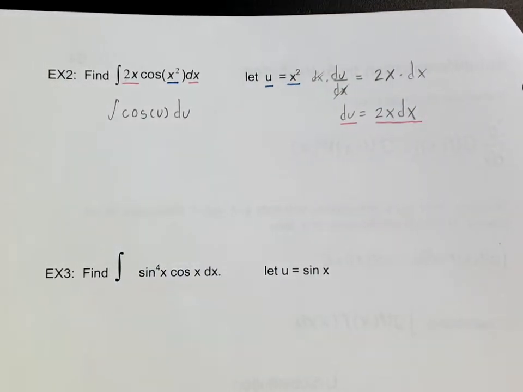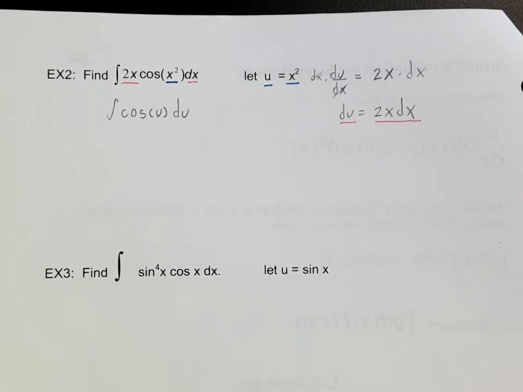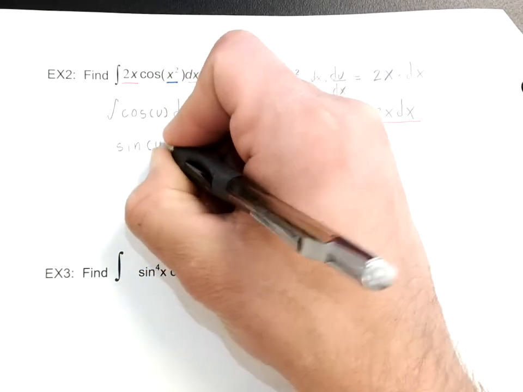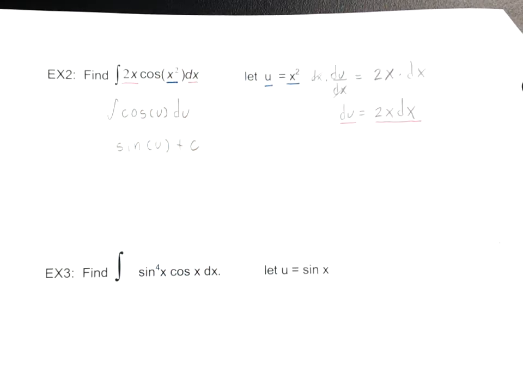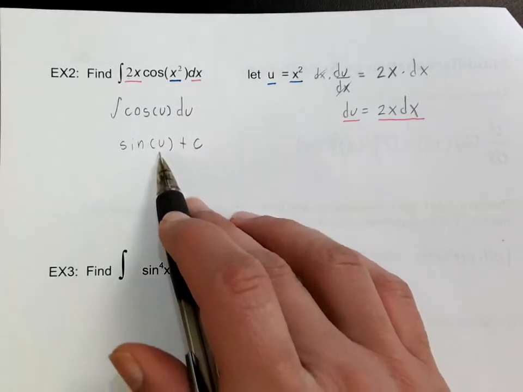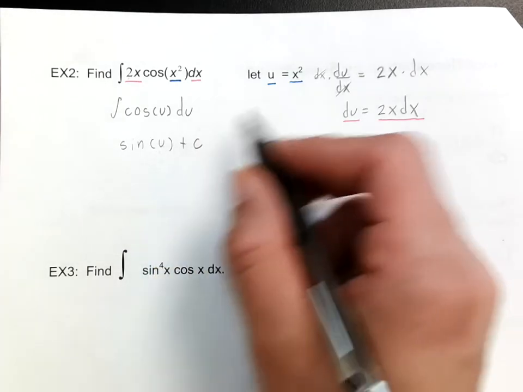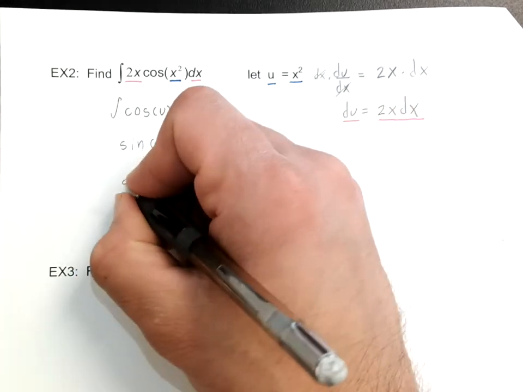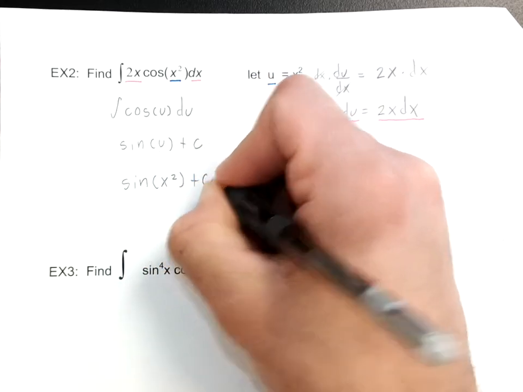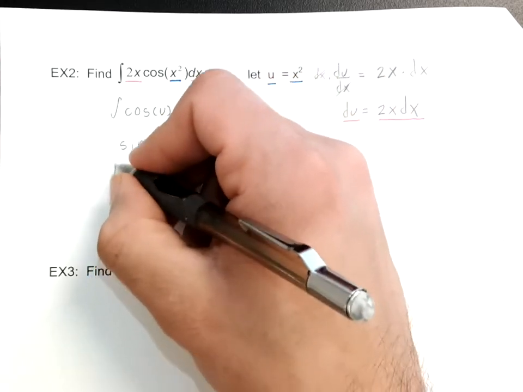So the antiderivative of cosine is sine. So we have sine u plus c. That's it for that. And then the final step is to substitute back. So instead of writing u, I'm going to substitute u with x squared. So we have sine of x squared plus c. And that is the answer.